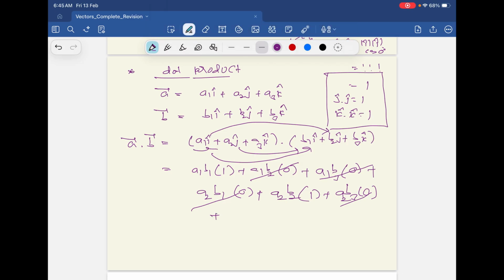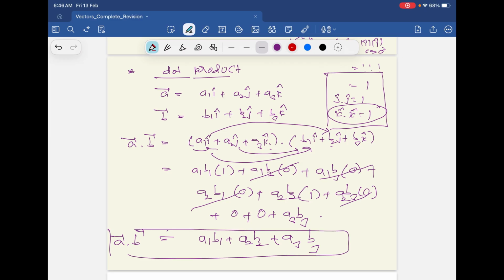Next, last term a3. Now a3 b1, again dot product, perpendicular vectors, k dot i is 0. Next a3 b2, again perpendicular vectors, k dot j is 0. a3 b3, k dot k, just now you have seen, k dot k is how much? 1. So if you see the result, if I add only what is remaining now, a1 b1 plus a2 b2 plus a3 b3. This is what you have seen, dot product in component form.